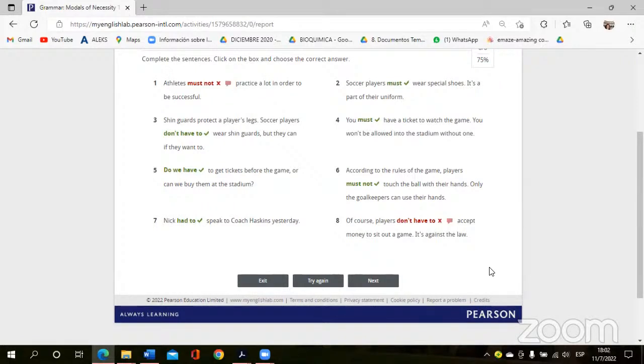Of course, players no pueden aceptar dinero to sit out a game, para renunciar a un juego. It's against the law. Está en contra de las leyes, ¿no? Entonces es realmente fuerte. Now, the other, in number 1, athletes no deben practicar mucho para ser exitosos. No deben. Ok, ahí error de contexto, ¿no? Debería ser el tienen que, ¿no? Tienen que practicar mucho. Ok, yes, let's correct it.